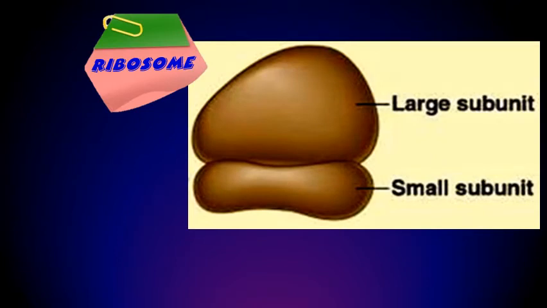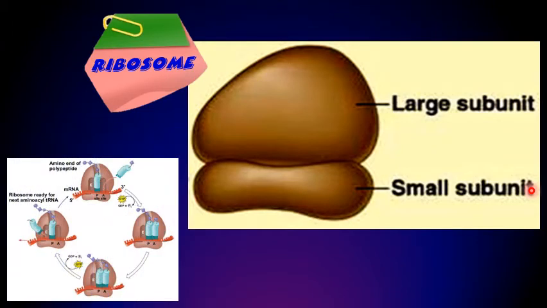Next organelle is ribosome. Ribosomes are small dense granules with diameter about 20 nanometer. Each ribosome is composed of two subunits, which are large subunit and small subunit. They can be found suspended freely in cytosol or attached to the endoplasmic reticulum or nuclear membrane. Their main function is as the site of protein synthesis.